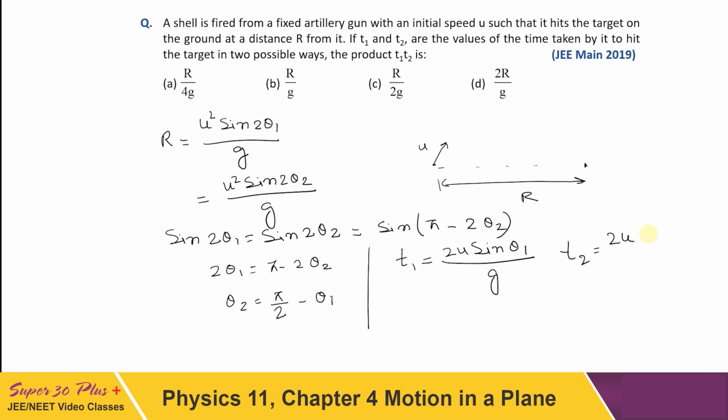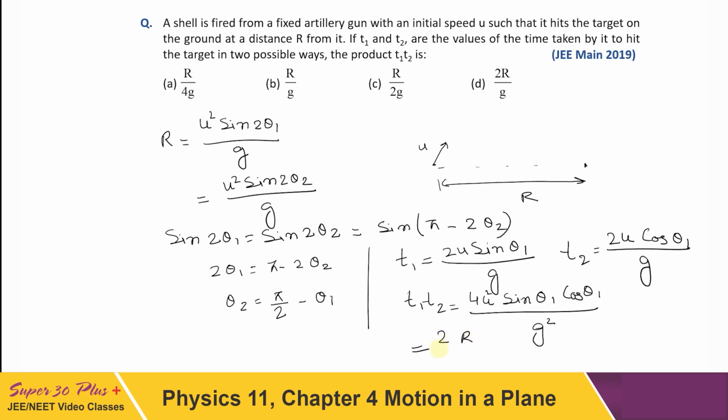So it has to be sine(90 minus theta 1), that is cos theta 1 upon g. If we write the product T1 T2, it will come out as 4u square sine theta 1 cos theta 1 upon g square. Compare this with the result we got for r. Because 2 sine theta 1 cos theta 1 can be written as sine 2 theta 1, this will be 2r upon g. The correct option we got is option number D.